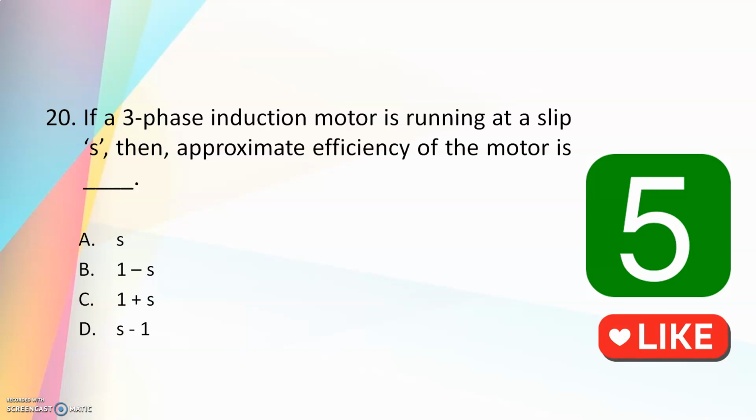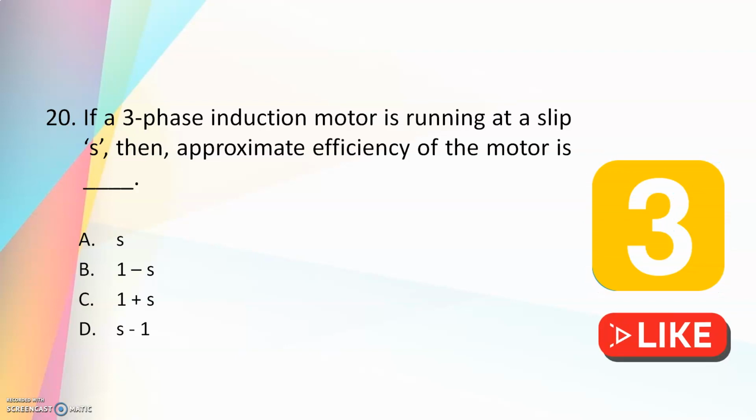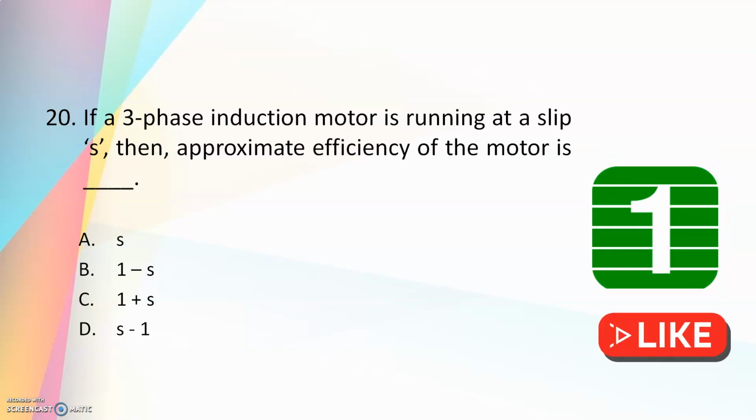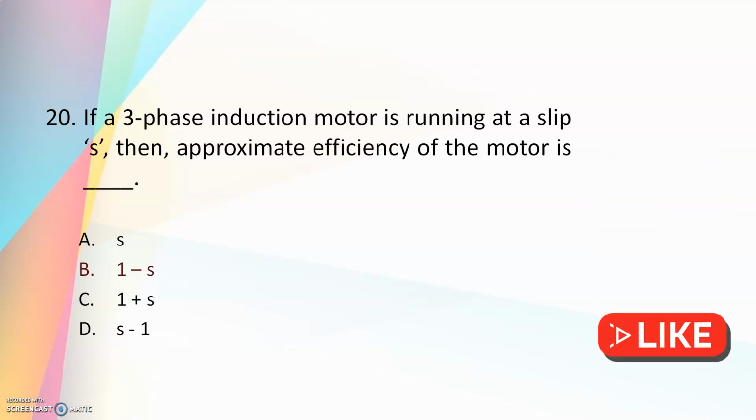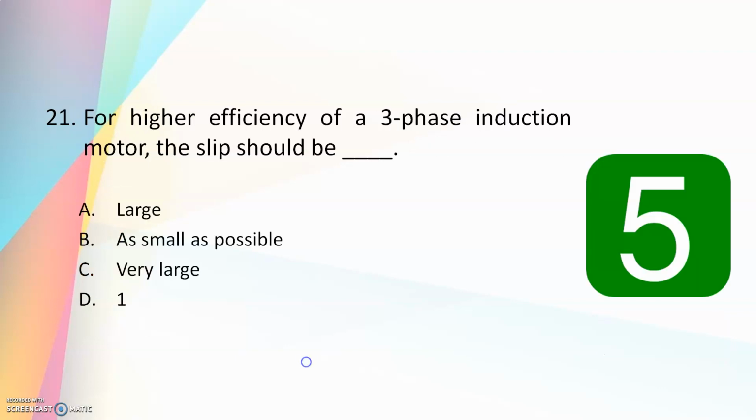If a three-phase induction motor is running at a slip of S, then the approximate efficiency of the motor is S, 1 minus S, 1 plus S, S minus 1. And here you go. And the answer is 1 minus S. The efficiency can be approximately said to be equal to 1 minus the slip.